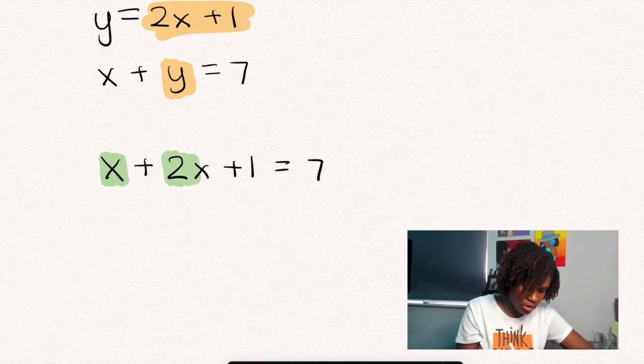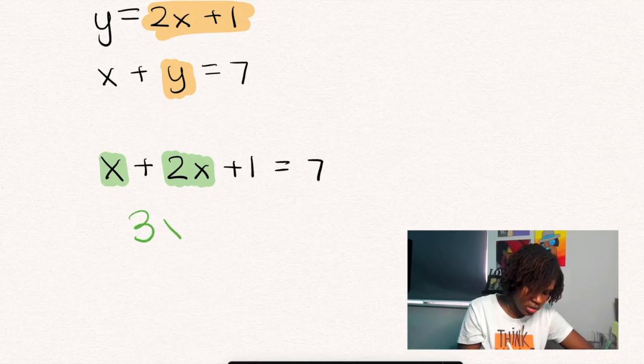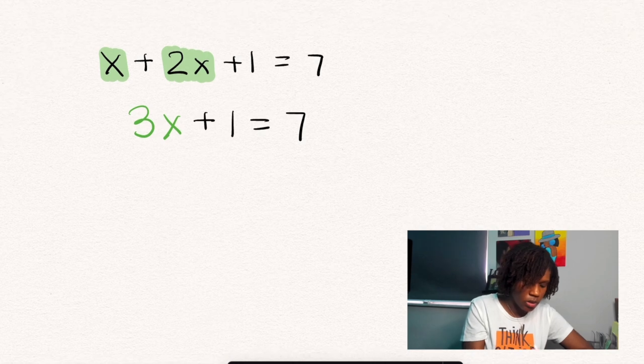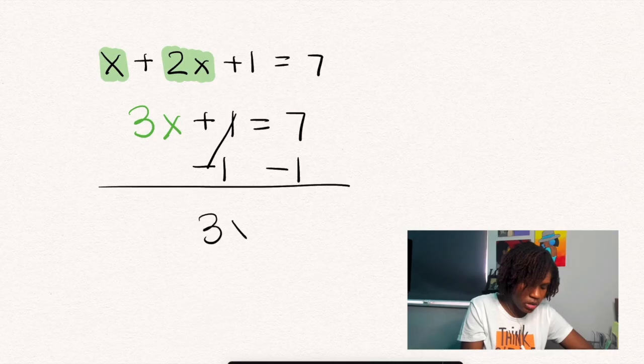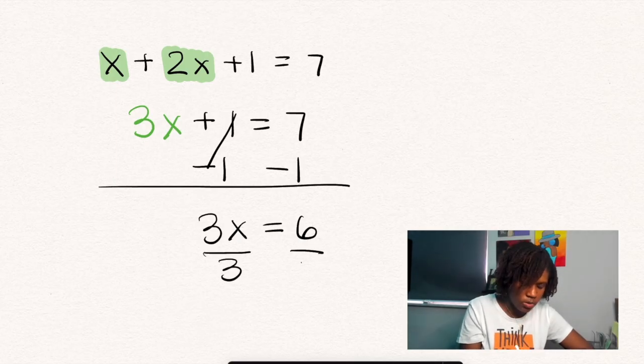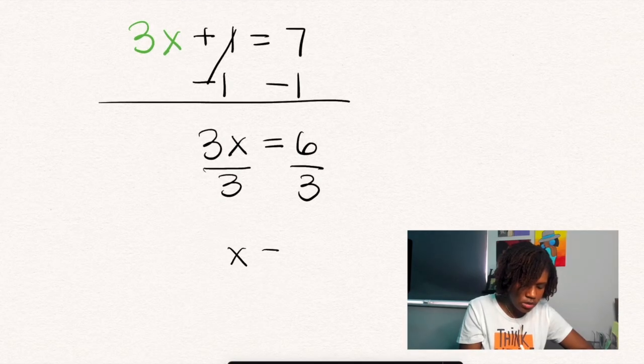And now I'm just using my knowledge of solving equations to continue. The first thing I would do is combine my like terms. So because those both have a variable of x, I can put them together. And I know that that would give me 3x. And I still have plus 1 is equal to 7. Then I want to isolate my variable. So I'm going to subtract 1 on both sides. And I will have 3x is equal to 6. And then in my last step, I want to get rid of that coefficient. I want x to be by itself completely. So I'm going to divide by 3 on both sides. And I find out that x is equal to 2.